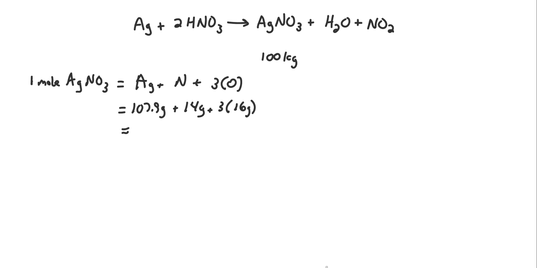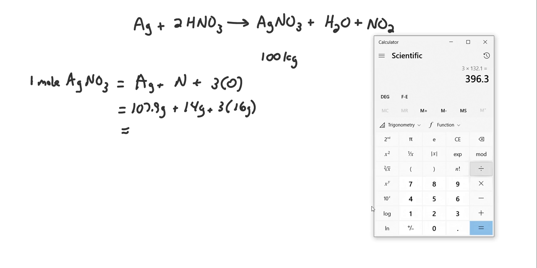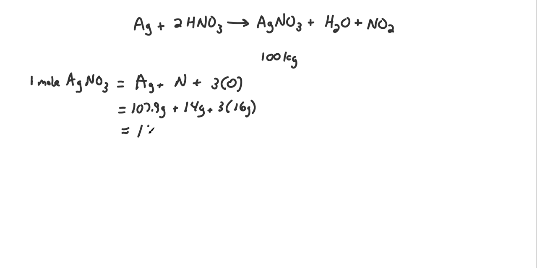So if we multiply this out, let's grab our calculator. Let's do our clear. 3 times our 16 oxygens plus our nitrogen of 14 plus our silver of 107.9 equals 169.9 grams. Okay, so we know how much 1 mole is.